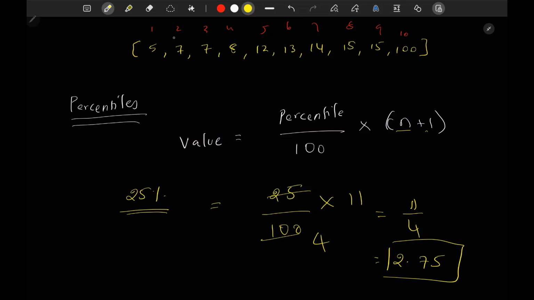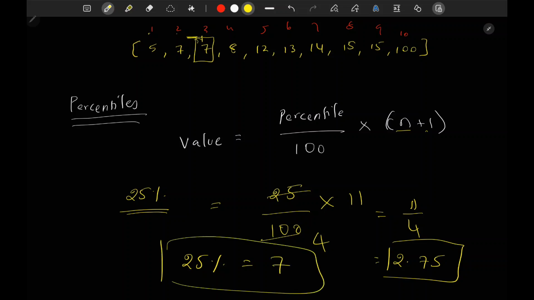We need to check the index, not these values. So here we have 1, 2, 3. It's going to exist between these two. Here 2.75 is tending towards index 3. Index 3 is near, so we need to take this value. So the 25th percentile is nothing but 7. The value is 7. So we can calculate for different percentiles.